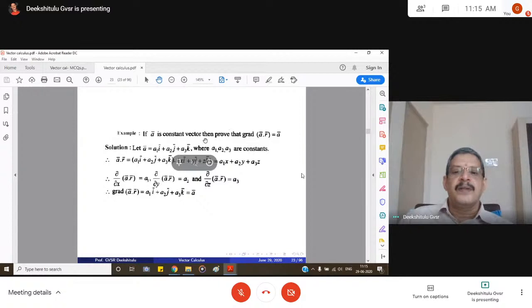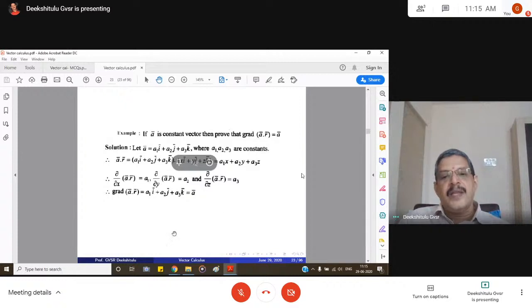In the problem, they don't ask you to prove it. If a is a constant vector given by a1i plus a2j plus a3k, then gradient of a bar dot r bar is? Option A is a bar, option B is r bar, option C is 0, option D is none of the above, something else. Then we have to do this and put the correct answer.